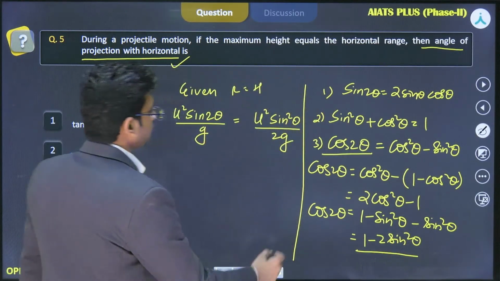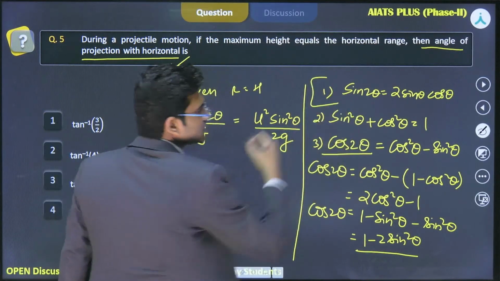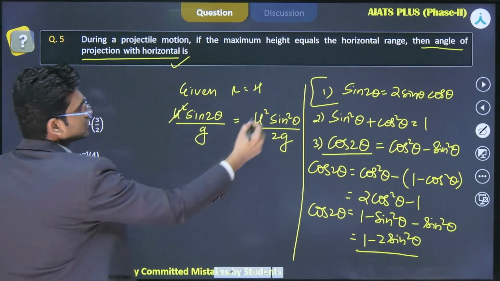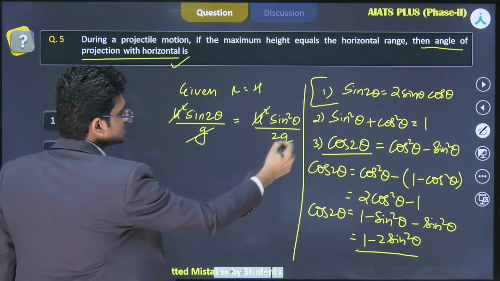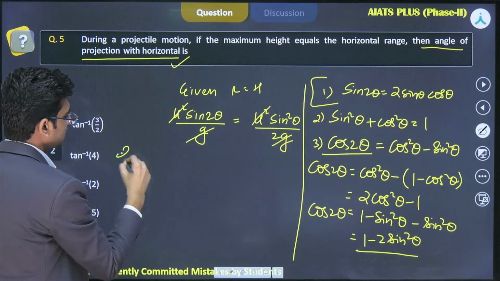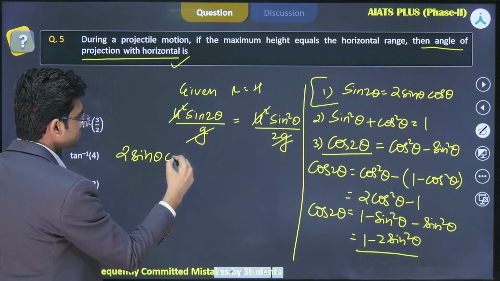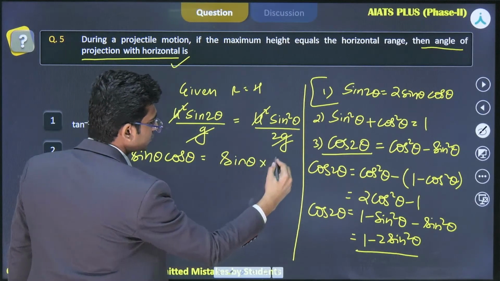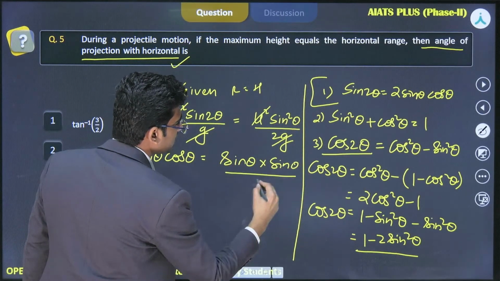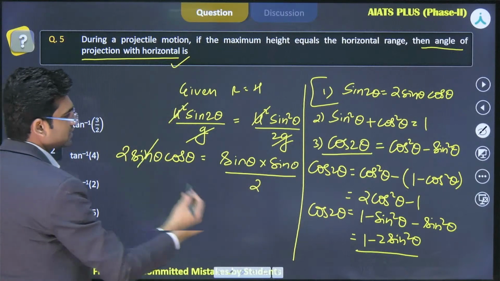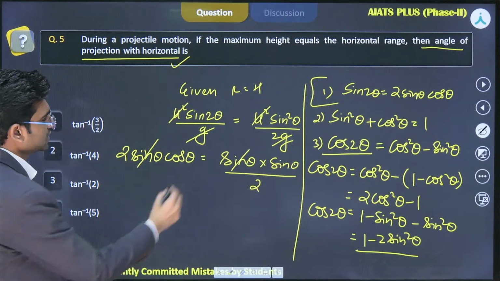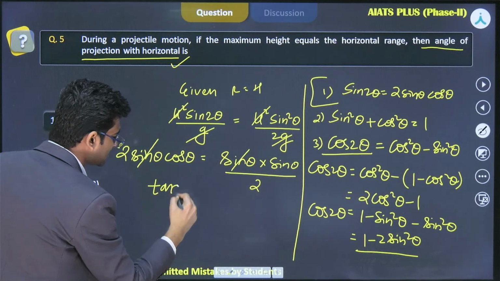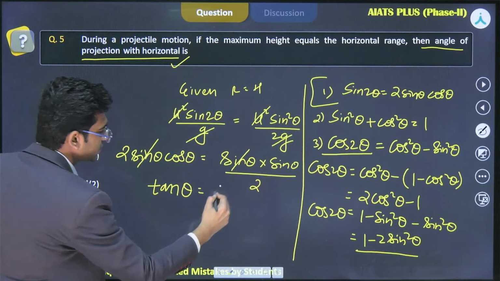Alright. Now I have to use this equation only. Sin 2 theta is equal to 2 sin theta and cos theta. U square cancelled out. G and G will get cancelled out. Sin 2 theta can be written as 2 sin theta cos theta is equal to sin square theta, which can be written as sin theta into sin theta, divided by 2. This sin theta and sin theta will get cancelled out. Sin theta by cos theta will become tan theta. So this is tan theta, and 2 into 2 will become 4.